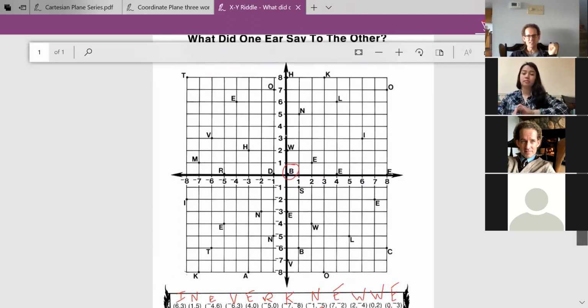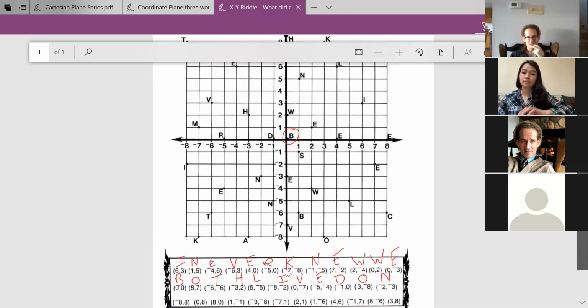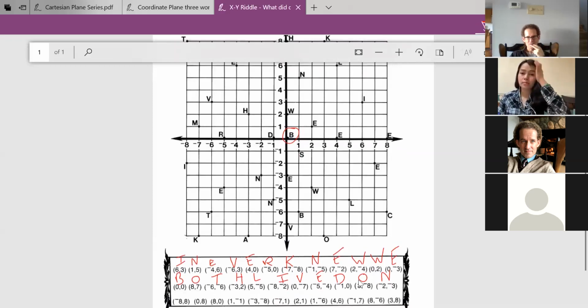What did one ear say to the other? Maybe it says in every ear we both lived on. Something weird about this. Let's see, -7, -8. We went over 7, and we went down 8. That's definitely K. So this looks like it spells new. Oh, I. Let's say if this is I right here, and it says, I never knew. That's a word, new. We both lived on. Oh, and then there's another line. That's why it doesn't make sense.